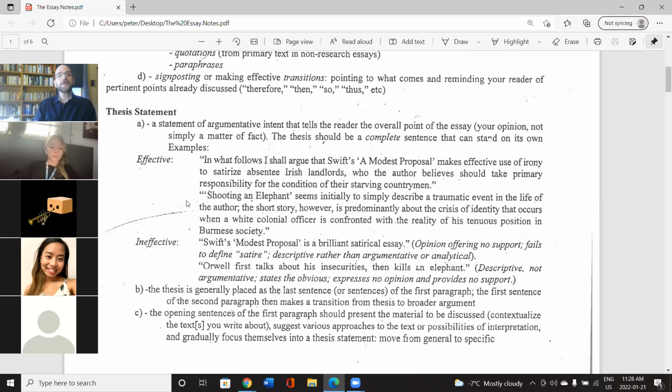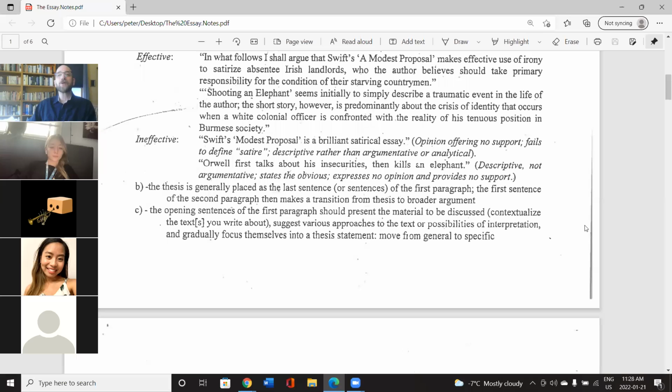Okay, so these are examples of effective thesis statements. Let's look at a couple of examples on the same text of what I would call ineffective or weak or unsatisfactory thesis statements. Here's one example. Swift's modest proposal is a brilliant satirical essay, period. I have no disagreement with this.